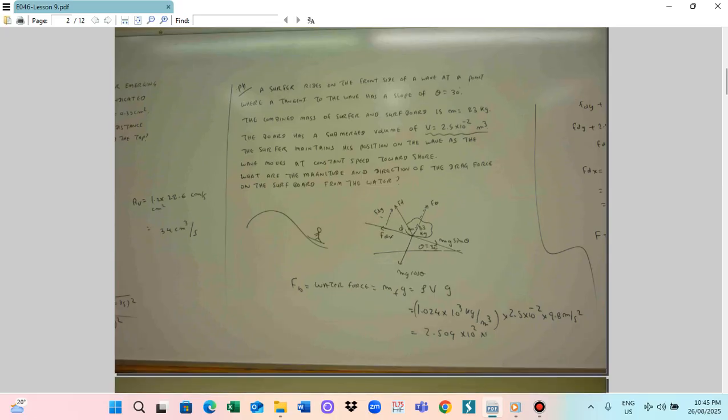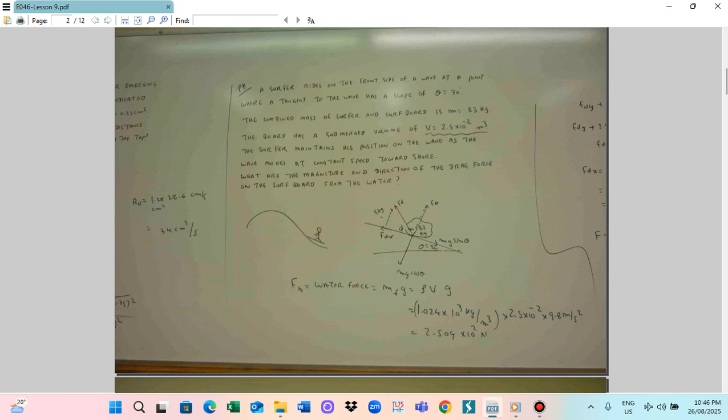Now the surface is moving this way. In this case, theta is 30 degrees. At this position, the angle between this direction and the horizontal surface is 30 degrees, and the surface is moving like this. In this case, our mass is 83 kilogram. This velocity is moving in this direction, and this direction is the drag force FD.